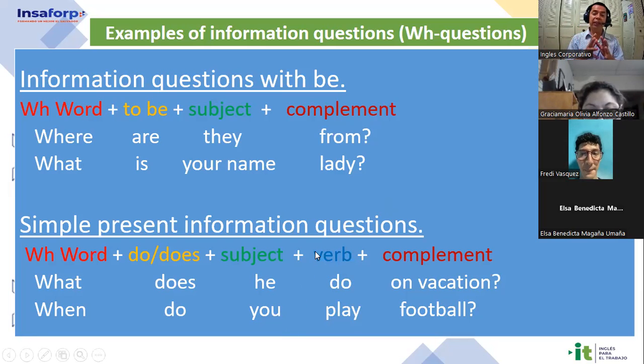In this specific example, right, we say, where are they from? I am from. You don't say, I do, no, it's I am from. What do you do on vacation? I play football. I go to the beach. I eat pupusas. So you give simple present activities, right? So do you understand the difference between the verb to be and simple present? ¿Sí entendemos la diferencia entre el verbo to be y el presente simple?